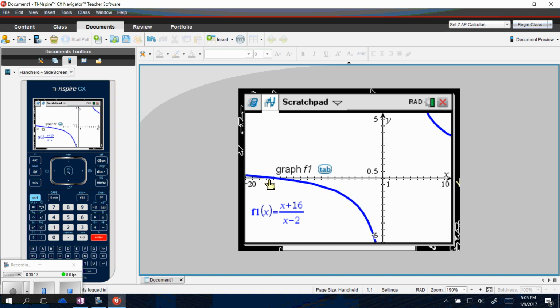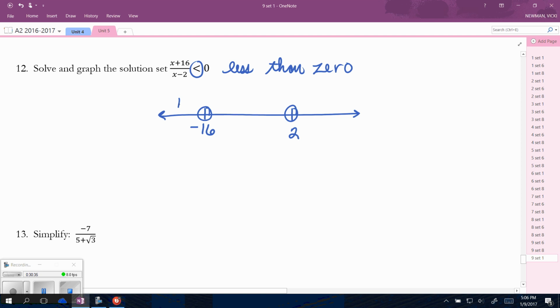You can see that it's going just above the x-axis to the left of -16. So to the left of -16, it's positive. Between -16 and 2, it's negative. And then after 2, it jumps way up here and becomes very positive. So positive, negative, positive. Less than 0 means shade in the negatives. So -16 to 2. It's over.